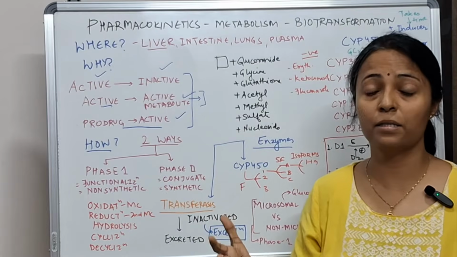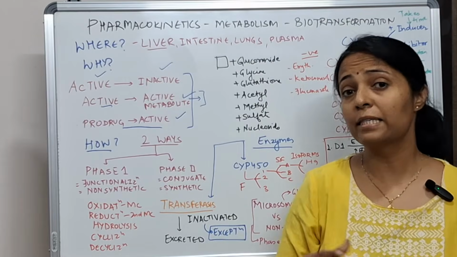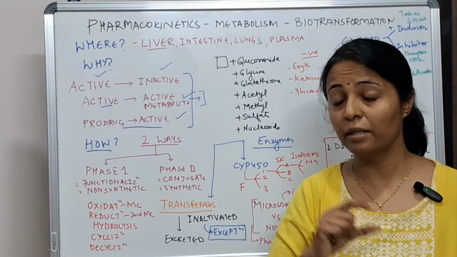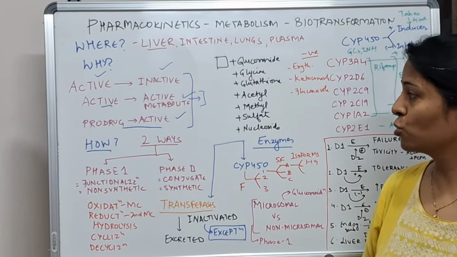Then, because of this conversion, there might be certain drugs which can form a toxic metabolite. Okay, for example, paracetamol, which in the liver is converted into N-acetyl benzoquinone imine. That component is formed which is toxic to the body. Okay, so that can also happen.